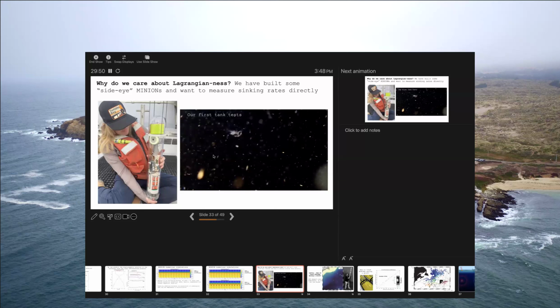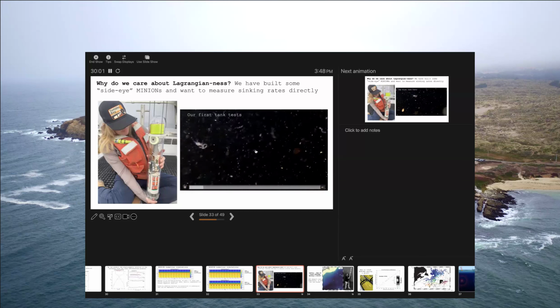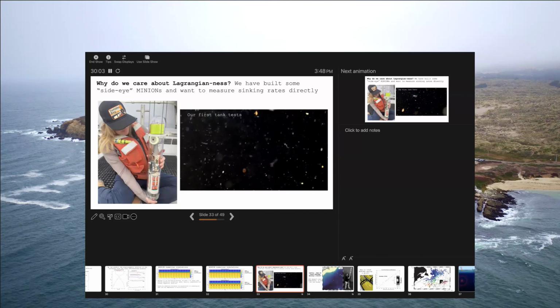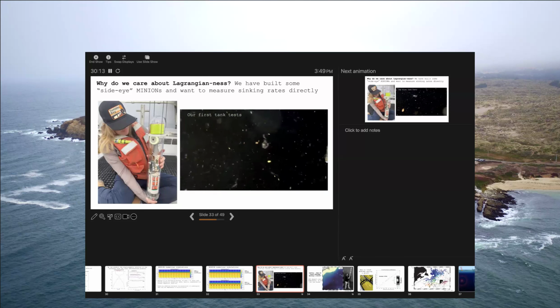So now we have built what we call the side-eye Minion right there, which has a camera looking outwards. We haven't yet done deployments, we're going to do our first deployments this July, but our tank tests with it drifting in a tank with a bunch of added marine snow are pretty promising.